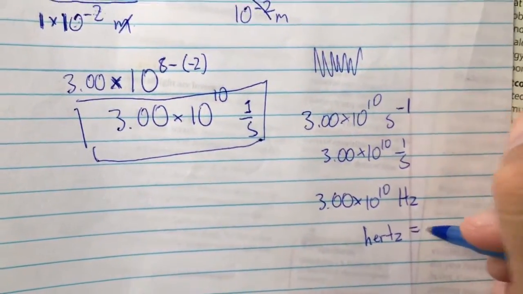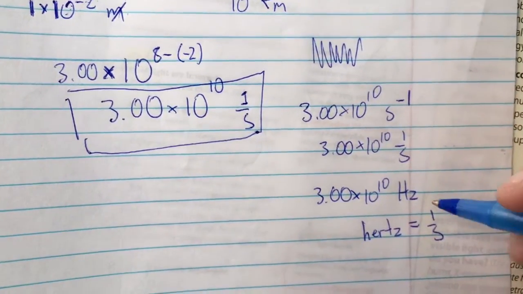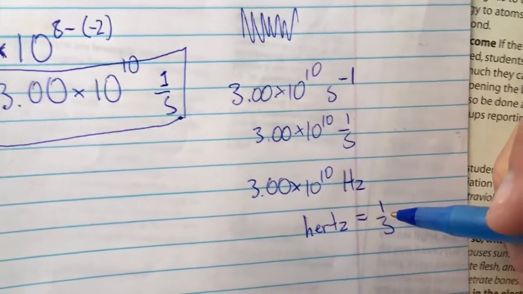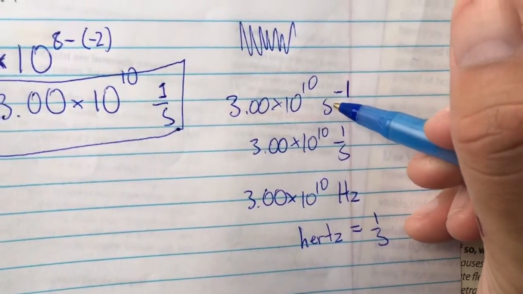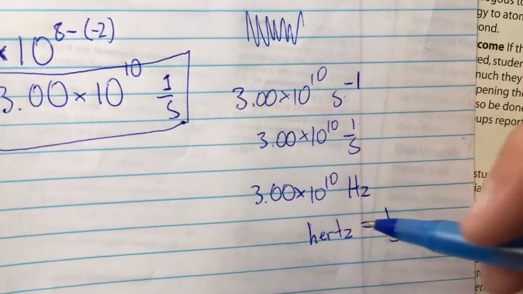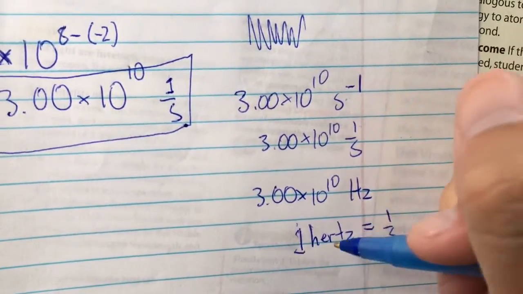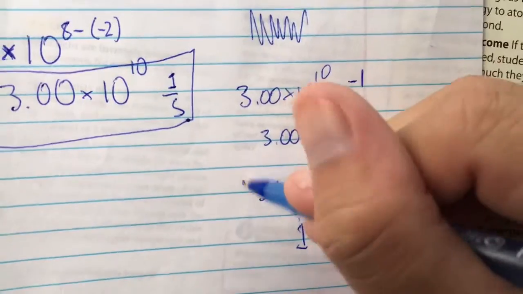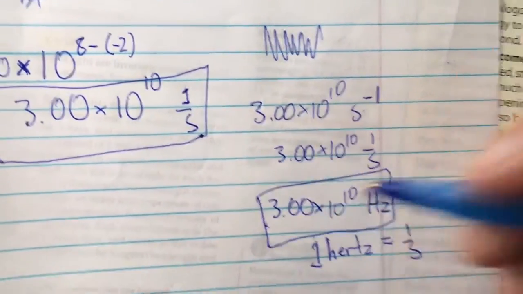And that's the same thing as 1 over seconds, okay? It's just some scientists don't like to say inverse seconds or 1 over seconds. They'll just say hertz. I know it's confusing, but 1 hertz is the same thing as 1 over s, okay? So you will see the same thing over and over.